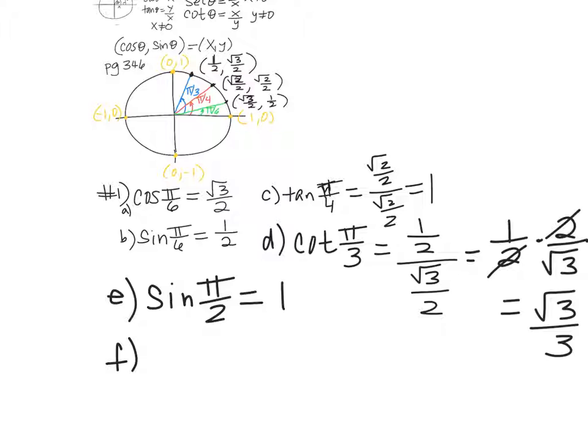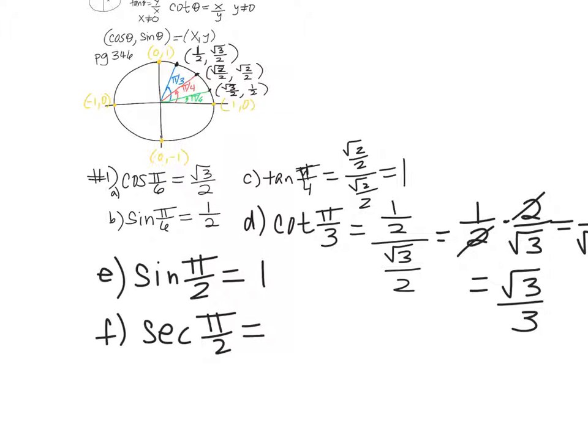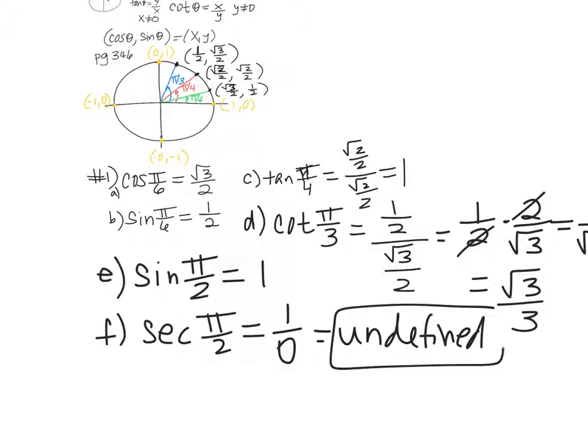How about the secant of pi over 2? Now let's remember what secant is. So cosine is the x value. Secant will be the reciprocal of that. So you would get what? Well, cosine is 0. What's the reciprocal of 0? The reciprocal of 0 is undefined. And so you would say that the secant of pi over 2 is undefined. Don't write your answer as 1 over 0. You'll write it as undefined.